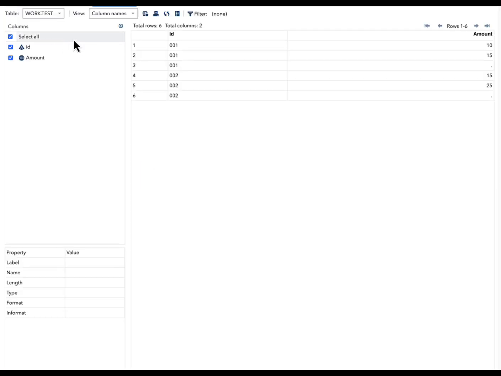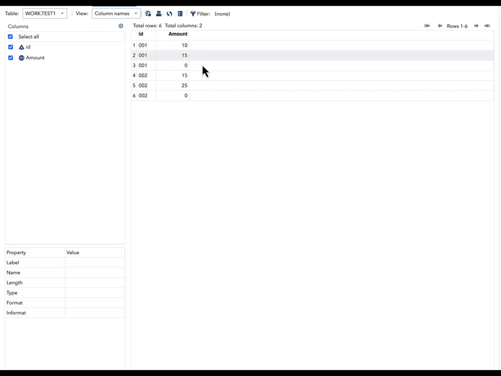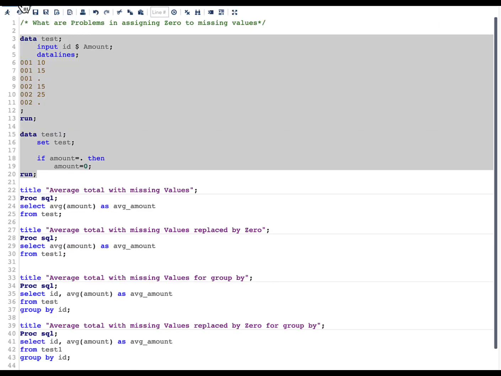Here I have my two data sets. The first data set is the test data set, wherein the amount has two missing values, and the other data set is test1, where it has no missing values. Now let us quickly go back and discuss more about this.